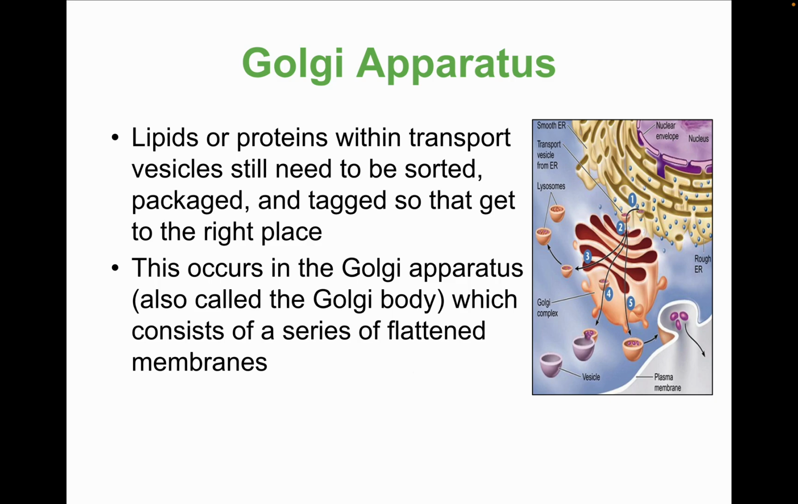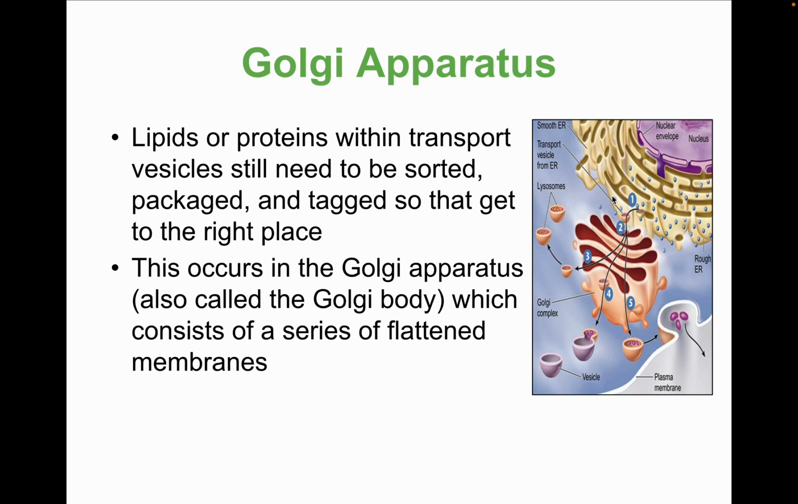Next, let's talk about the Golgi apparatus. The Golgi apparatus receives lipids or proteins within the transfer vesicles that still need to be sorted, packaged, and tagged so they get to the right place. So basically, the Golgi apparatus is where this entire process happens. It's kind of like the post office.